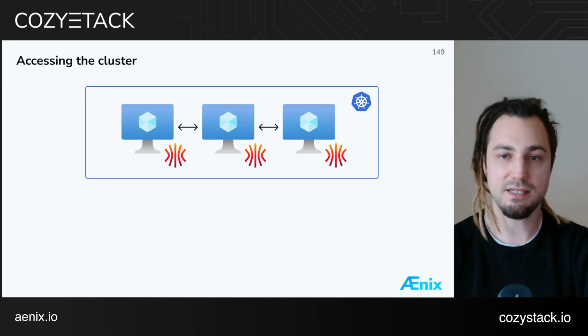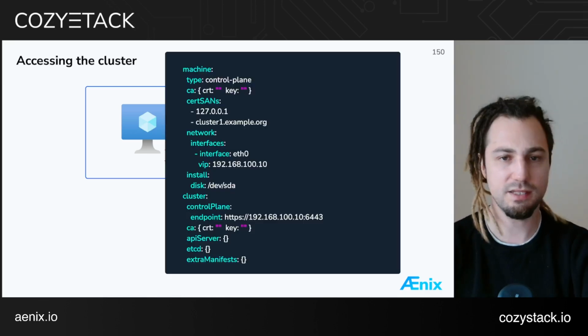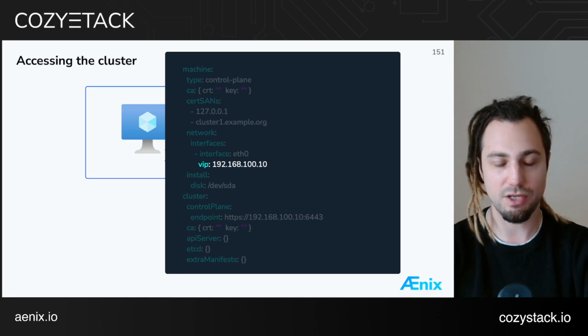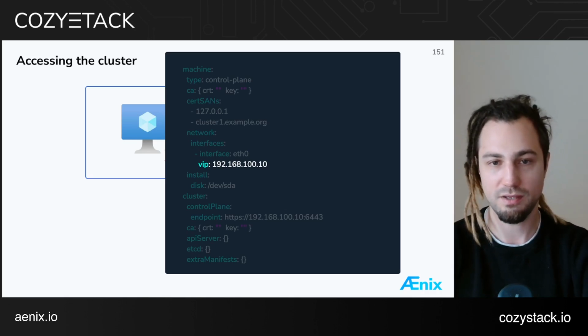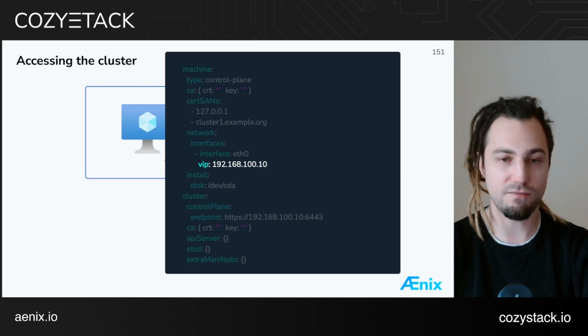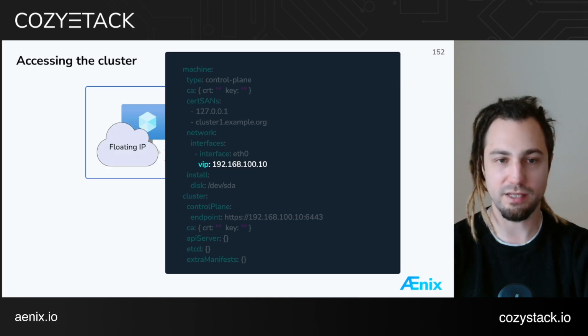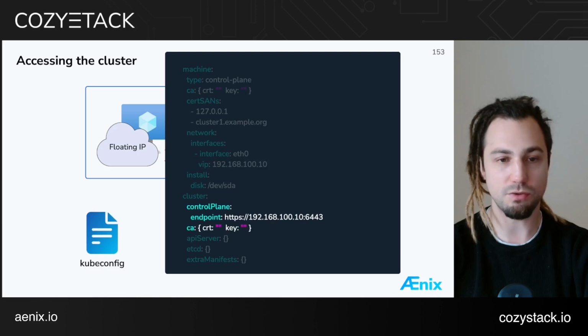Okay, how can we access this Kubernetes cluster? In the Talos configuration, you have this VIP setting. You can assign it only for a control plane node, for some specific interface. It works pretty similar to VRRP, but it is not VRRP. It's fully controlled in user space by checking etcd state. So you can specify your virtual IP address here. It will create a floating IP which will move between the nodes. So in your kubeconfig, you can have this virtual IP address specified.